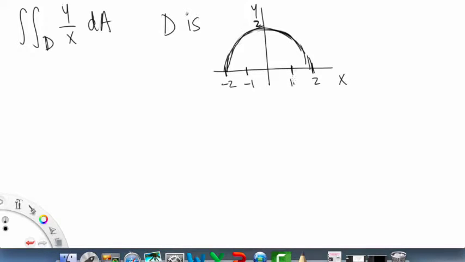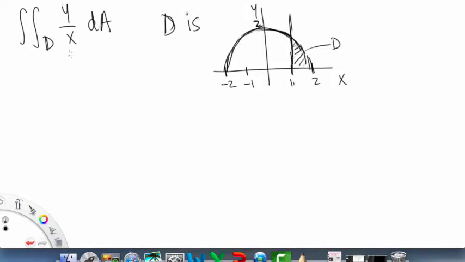Our domain, though, is only, hold on here, let me get a line going. Our domain is this little section right here. So that's D.